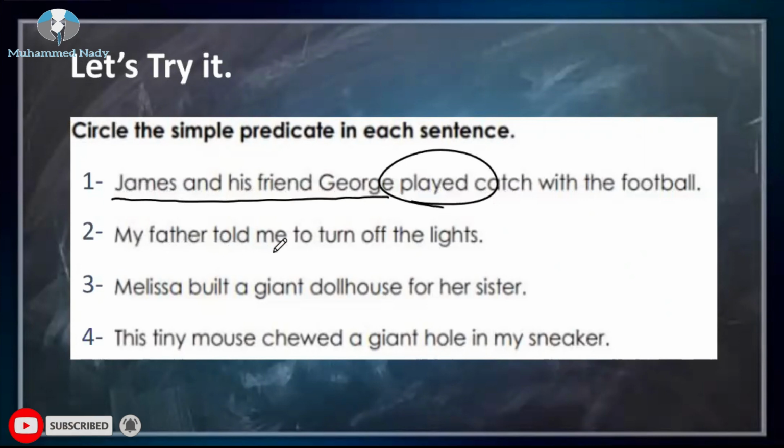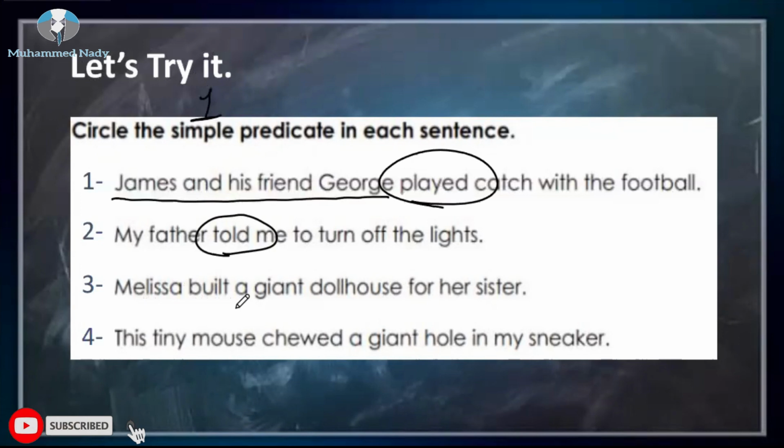Now, sentence 2, it's your turn. My father told me to turn off the lights. So what do you think the predicate here in this sentence is? Very good. That's wonderful. I heard the correct answer. My father told me. So told is the simple predicate. Again, remember, simple means one word.